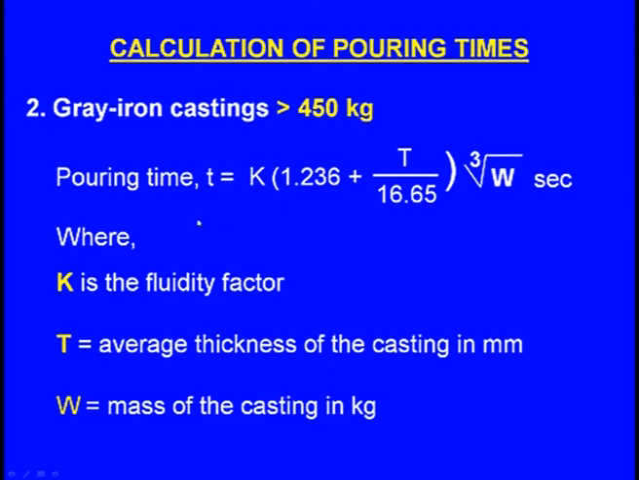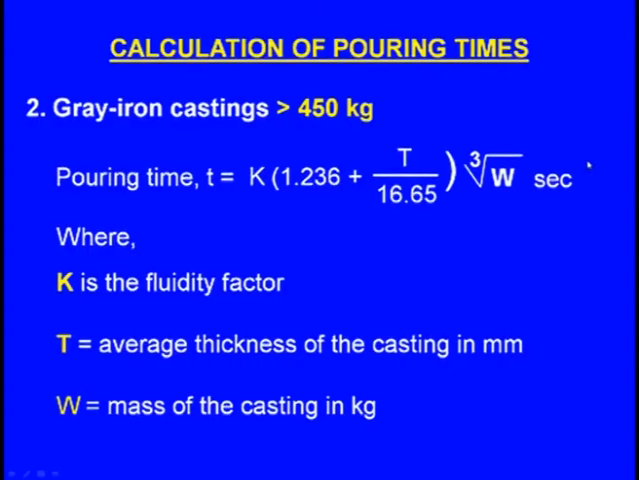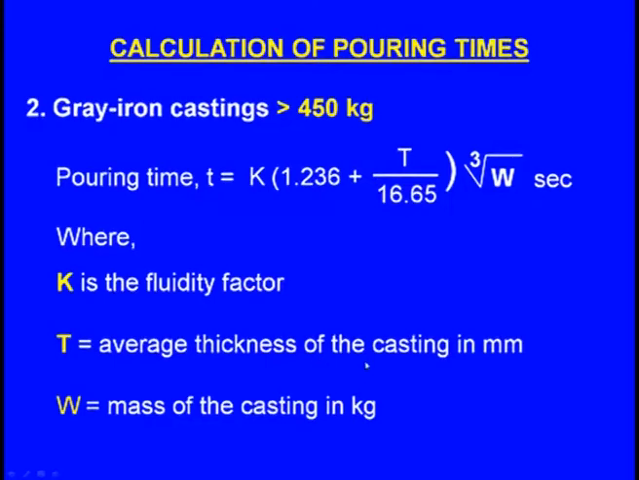Again, from the experiments, it has been recommended that pouring time t is equal to K multiplied by (1.236 + T/16.65) multiplied by root of W seconds, where K is the fluidity factor. The same way we have to calculate as we have discussed before. T is the average thickness of the casting in millimeters. W is the mass of the casting in kilograms.